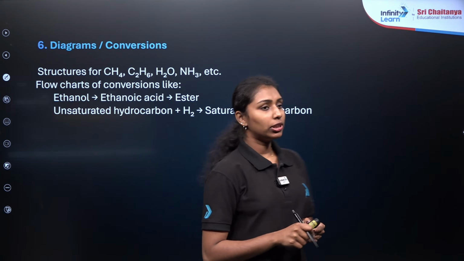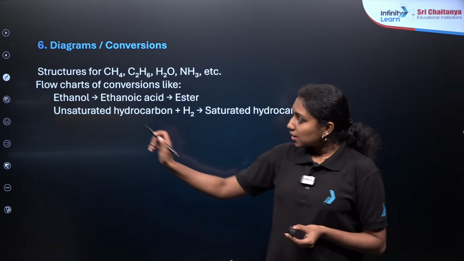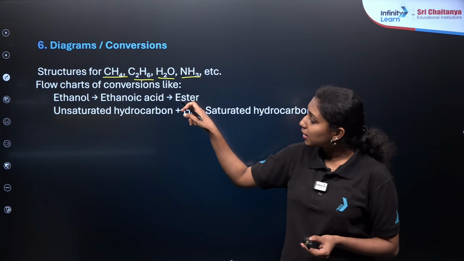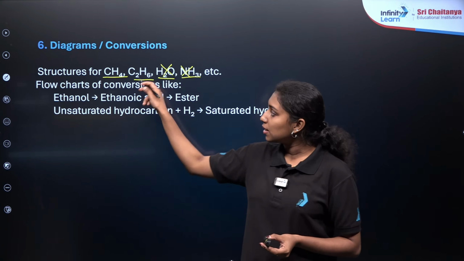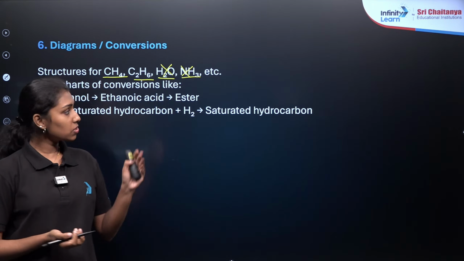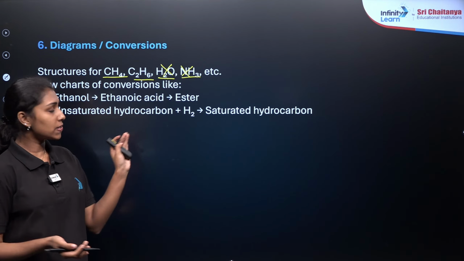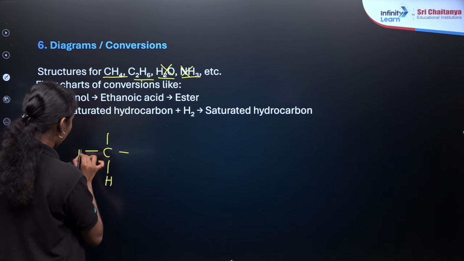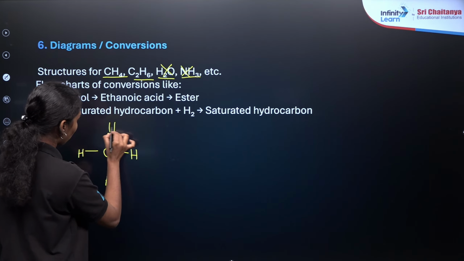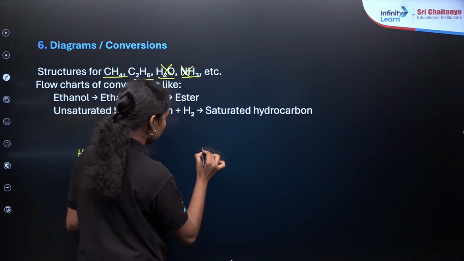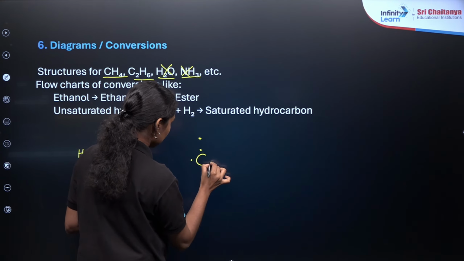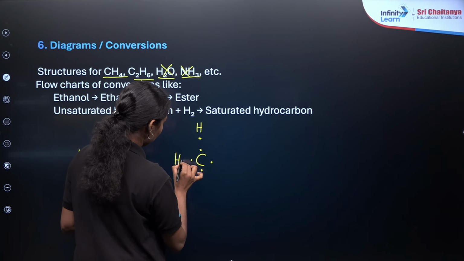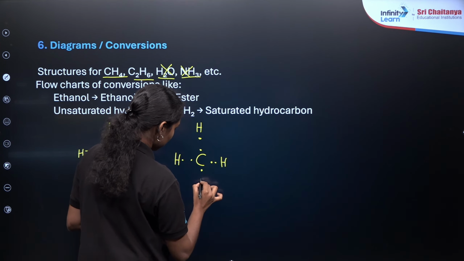Then I am repeating again about the diagrams and conversions, right? Structures for CH4 methane, C2H6, water, ammonia, these we have studied, right? You can just focus on the carbon compounds here, CH4 and C2H6. Try to draw the structure of CH4 and C2H6, especially the dot structures, right? This will be the structural formula of methane. If you are drawing the dot structure, the valency of carbon is 4 over here. Each hydrogen will have 1 electron, right? These dots are representing the electrons.